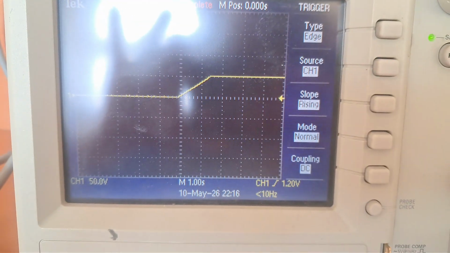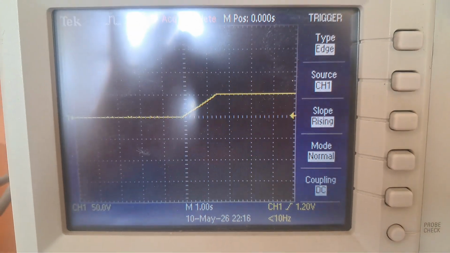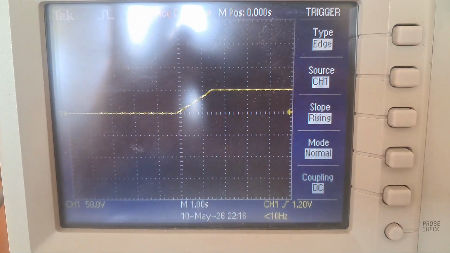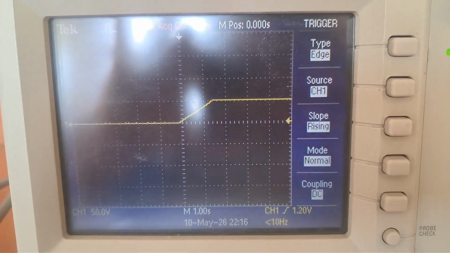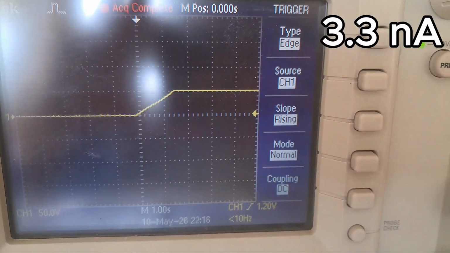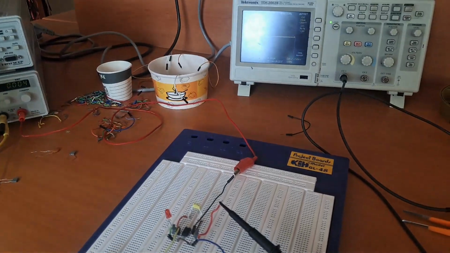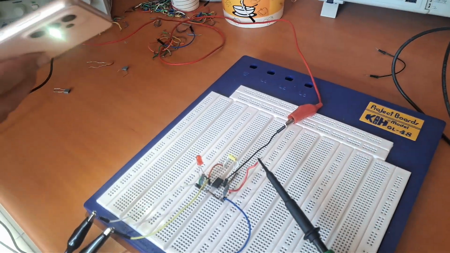calculated around 5 volts divided by 1.4 seconds, which actually gave me around 3.3 nanoamperes as a result. Now I will repeat the same experiment with the flashlight on.